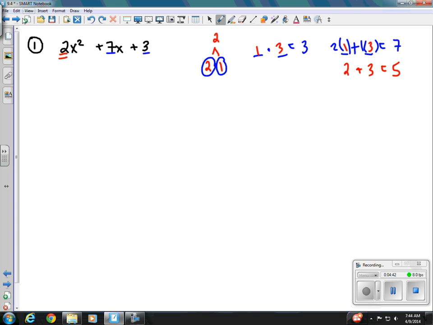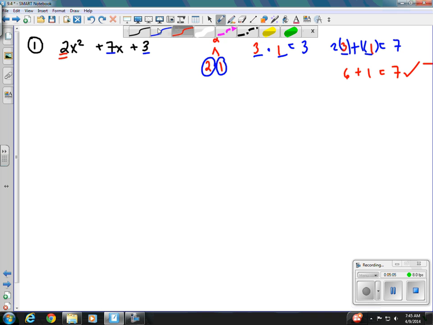But rather than trying to change numbers, I'm just going to change the order of my 1 and my 3. So 3 times 1 is 3. And let's try this again. 2 times 3 is 6. Plus 1 times 1 is 1. 6 plus 1 is 7. So we check. So now we're going to write out our answer. We know it gives us 2 parentheses.